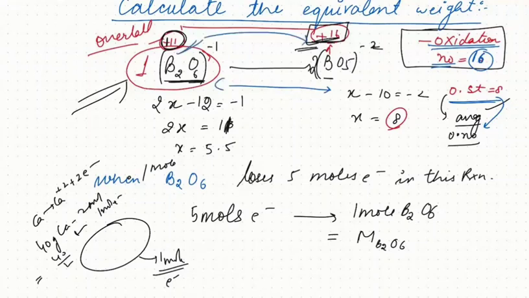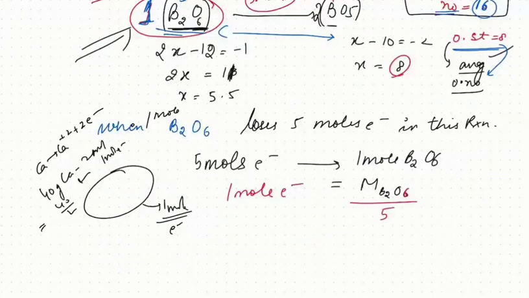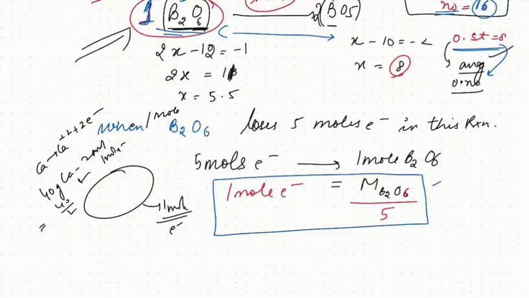And then I'll see that 1 mole of B2O6 overall is losing 5 more extra electrons, which means when 5 moles of electrons are being lost by 1 mole of B2O6, which is M of B2O6, then 1 mole of electron would be lost by M B2O6 by 5. Do you understand my point? So that is a concept.